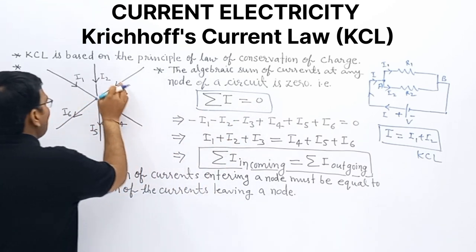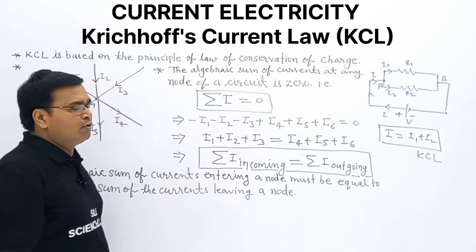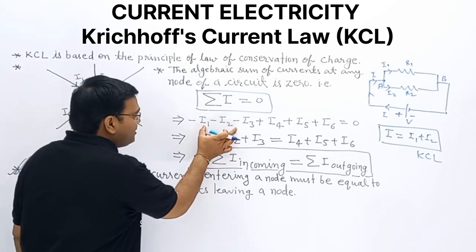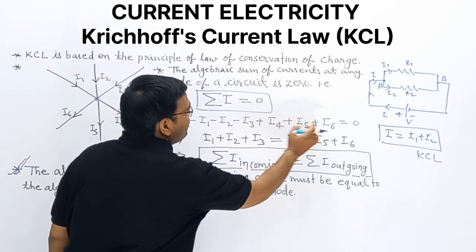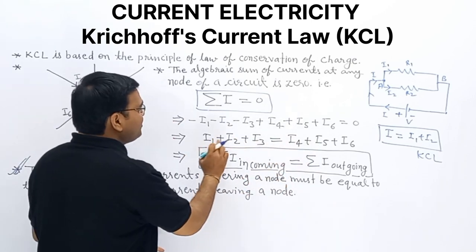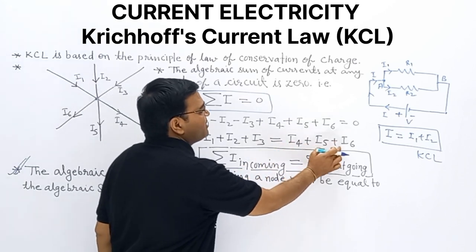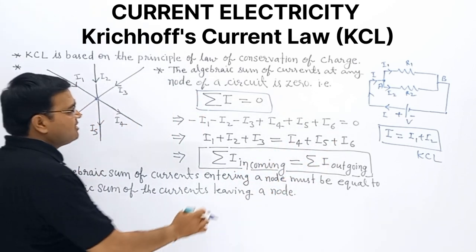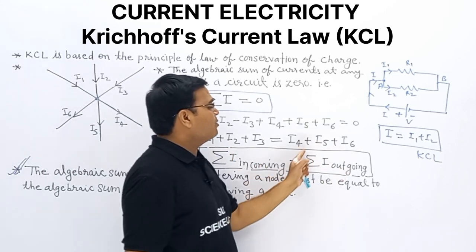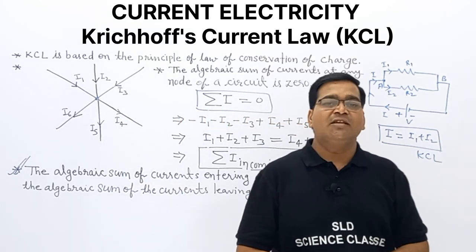So at the node, the sum of all the currents will be 0. I am taking incoming current as negative; you can take positive also. Once you take these positive, these will be negative. I take these as positive, and the sum will be 0. After solving, we get I1 plus I2 plus I3, the incoming currents, and I4 plus I5 plus I6, the outgoing currents. So we can say that at the node, the sum of all incoming currents must be equal to the sum of outgoing currents. So we have two statements in Kirchhoff's current law.